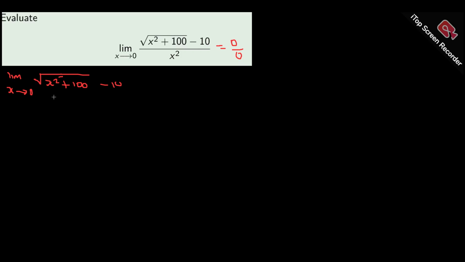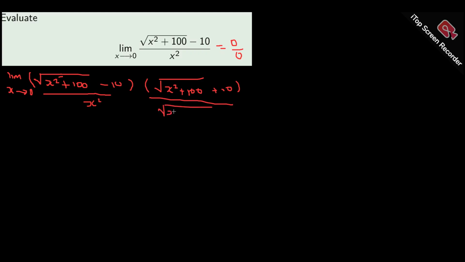Minus 10, and this x squared. What are you going to do? You're going to multiply the numerator that you have by its conjugate. So this times 100 minus 10. Now since it's a conjugate, we're going to put a positive 10 over the same guy. What happens to the denominator or the numerator should be exactly the same thing happening to the other.